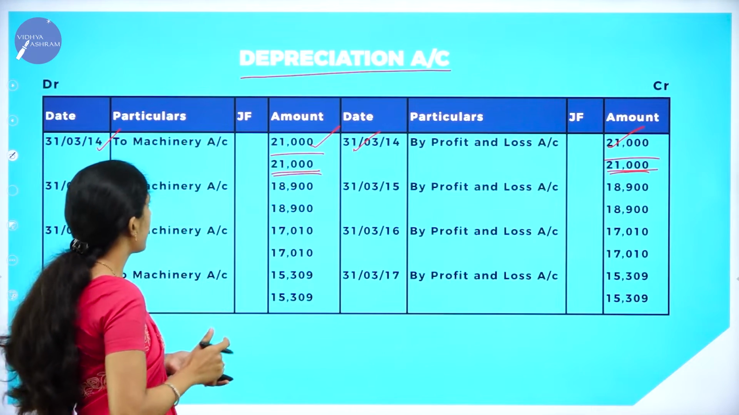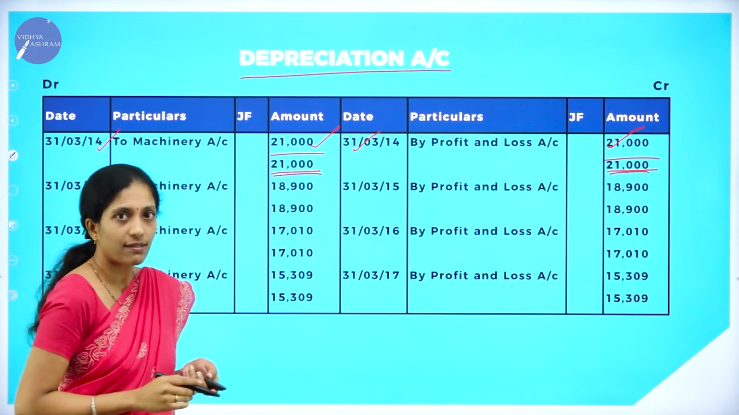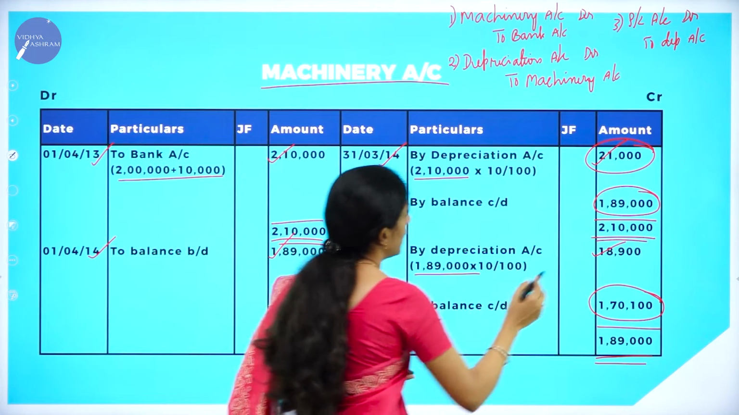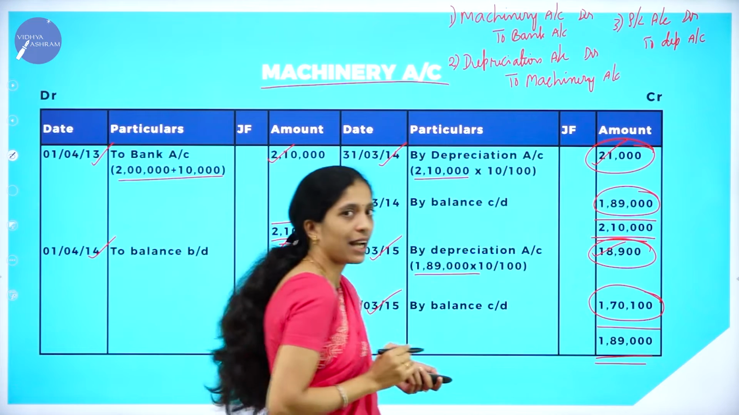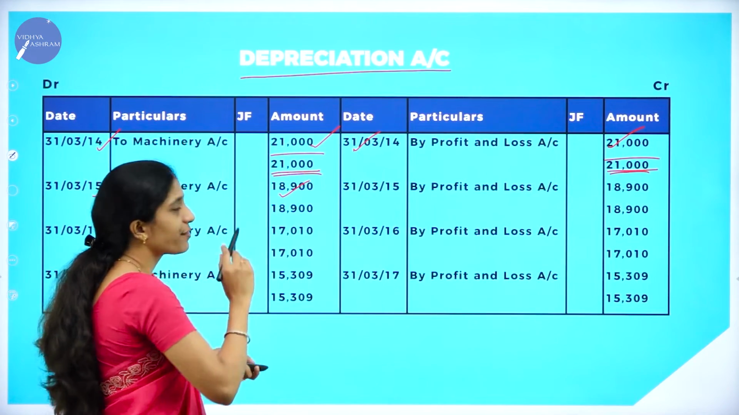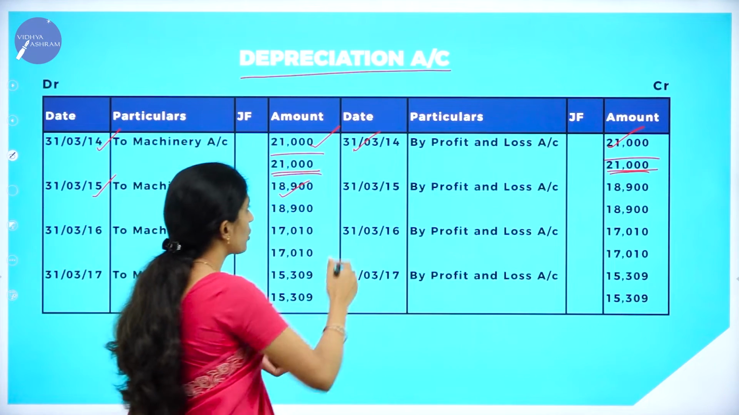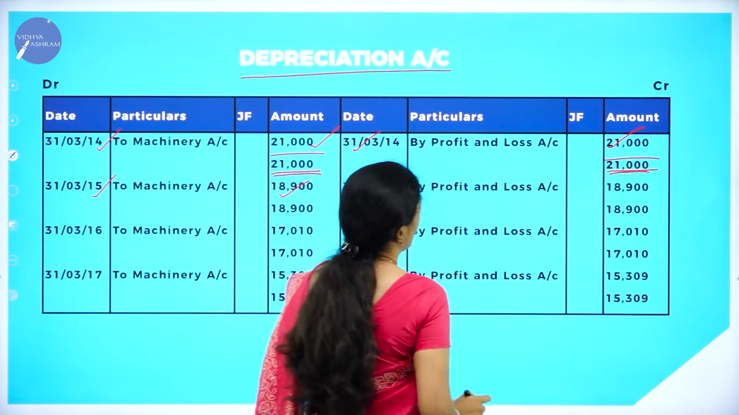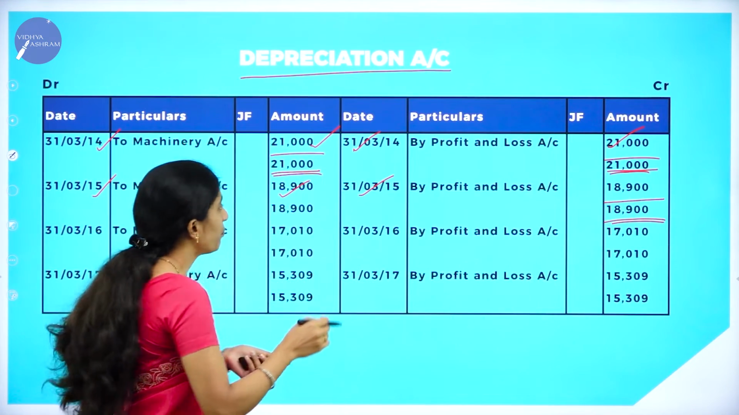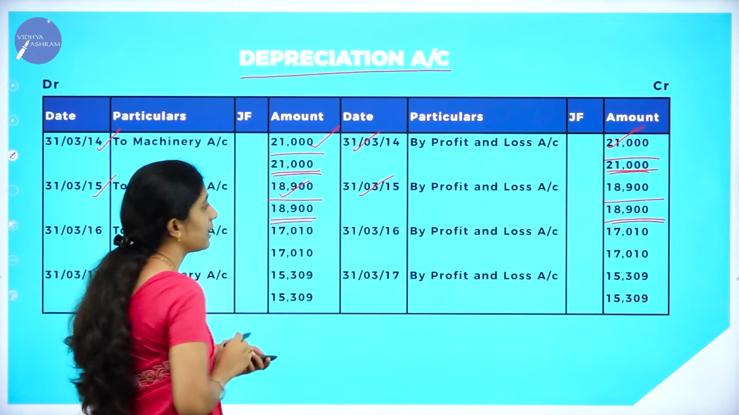Now coming to the second year end, that is 31st/3/2015 to machinery account. Now what is second year depreciation? It is 18,900. So write 18,900. And transfer that to profit and loss account. So 31st/3/2015 by profit and loss account 18,900. So both the side it is 18,900.